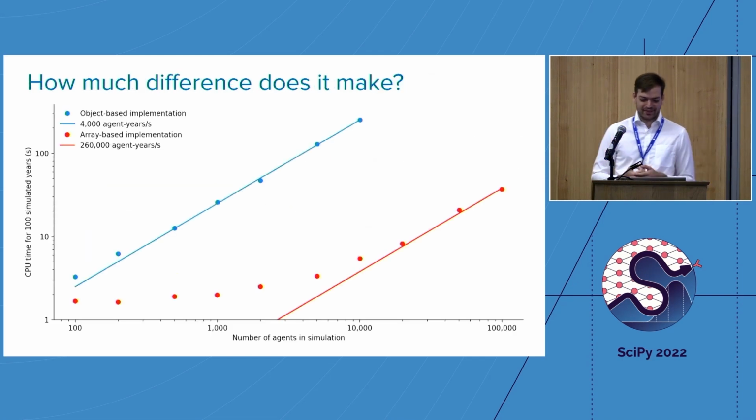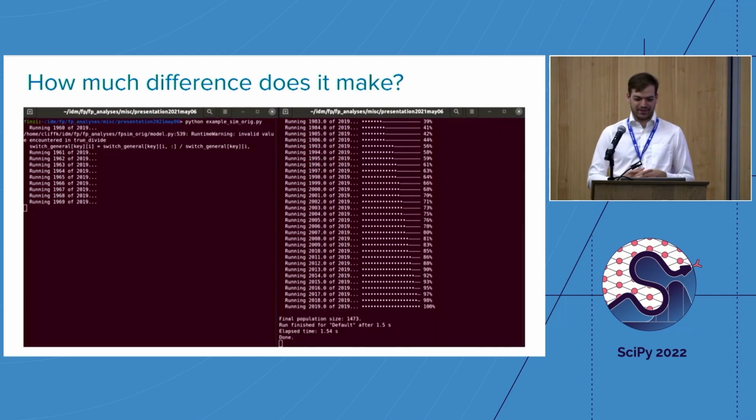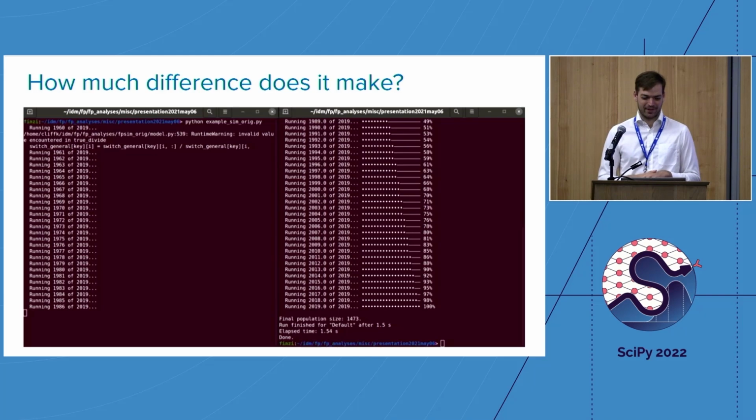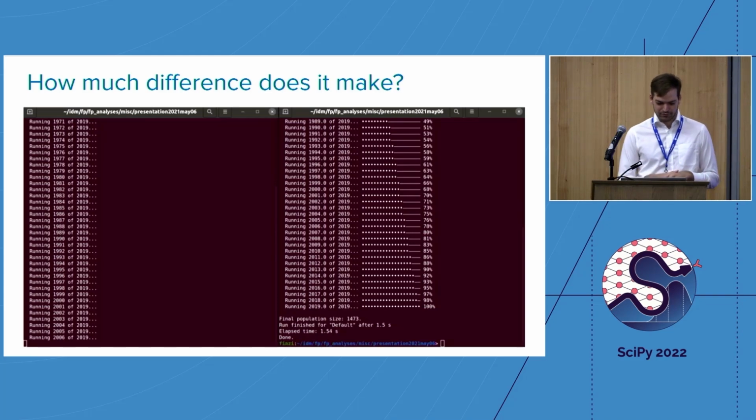So this is just an illustration. For a small number of agents, it doesn't make a whole lot of difference. But as you grow the number of agents, you really see the speedup gains from doing the arrayification. And visually, on the right is the version with arrayification, on the left is the agent-based one. So you can see that as a user, it makes quite a big difference. We don't have to wait for it to finish.